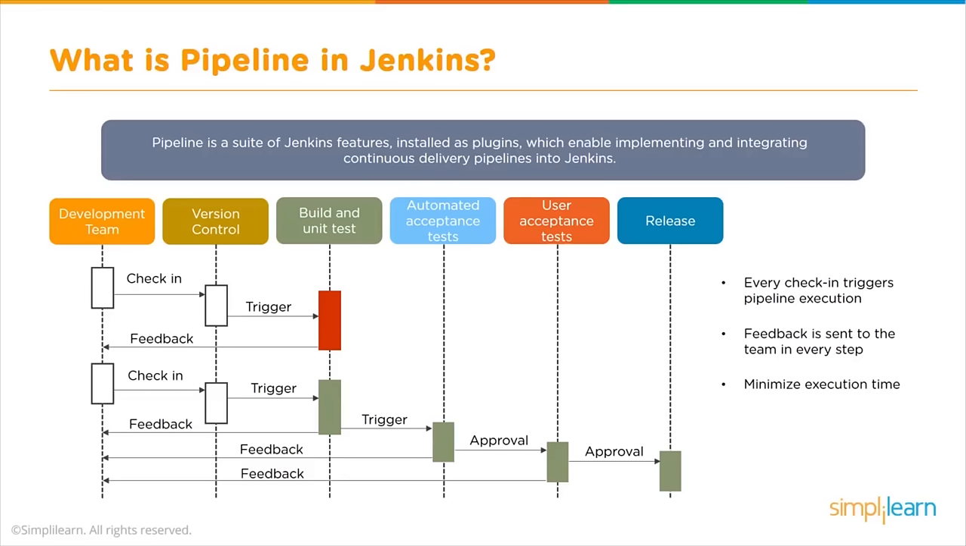So now let me quickly demo what existed in pre-Jenkins 2.0, where I could put up a couple of jobs and connect them using the upstream downstream linking mechanism. So if this job one is a build and unit test cases, if that passes successfully, job two gets triggered.